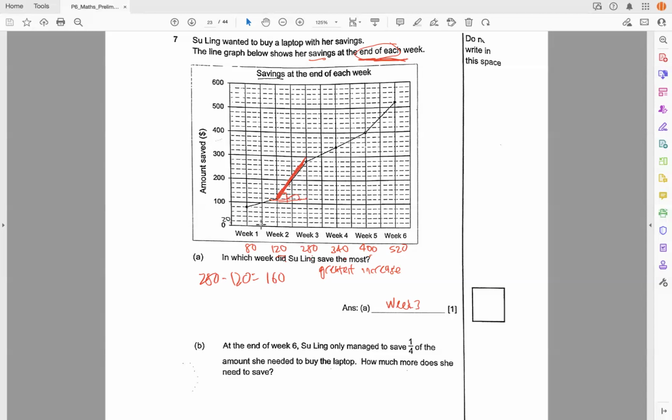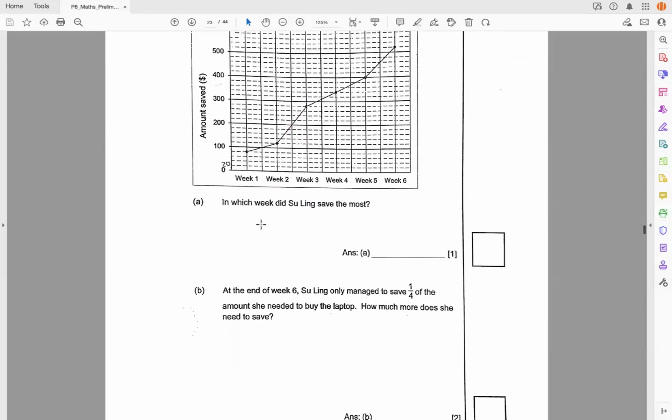Let's look at question 7b. Okay, 7b. Let me move this up a little bit. So let me fill this up again one more time. This is 80. This is 120, 280, 340, 400, 520. So at the end of week 6, Suling only managed to save 1/4 of the laptop. So at the end of week 6, Suling saved 520.